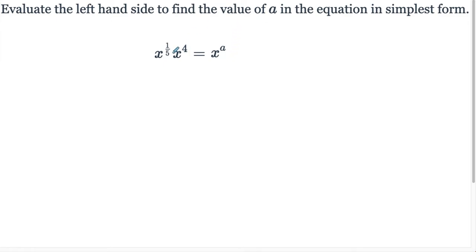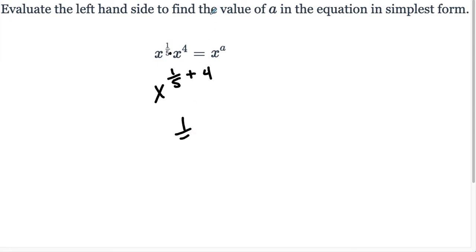Okay, so let's take a look at the rule here that we have to apply. This is not the power to a power rule. This is a multiplication rule, so you have to add the exponents. So this becomes x to the 1/5 plus 4, or 4.5. But remember that when you have a fractional exponent, you want it to be an improper fraction.